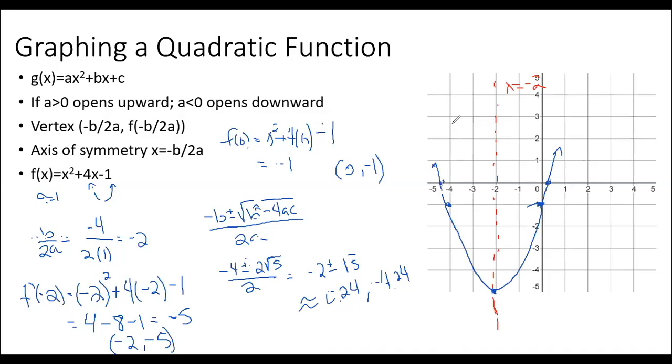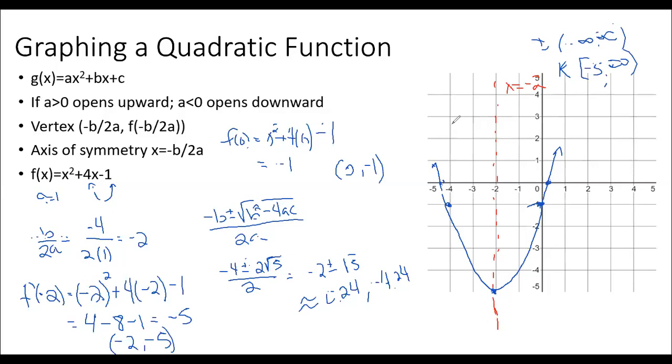And then we can draw a smooth curve here, like this. Okay. Again, here our domain is going to be all real numbers, so this is going to be negative infinity to infinity. And our range, our lowest y value is negative 5. So our range, we're going to start at negative 5, and then it continues on upward to infinity.